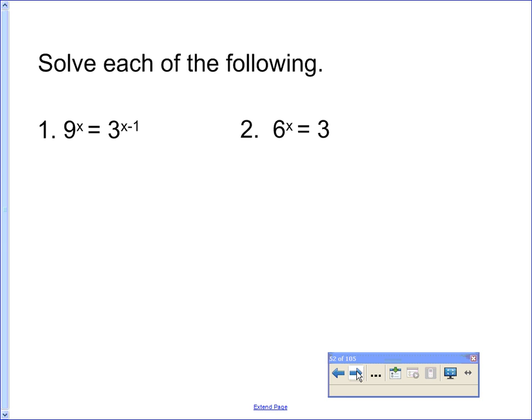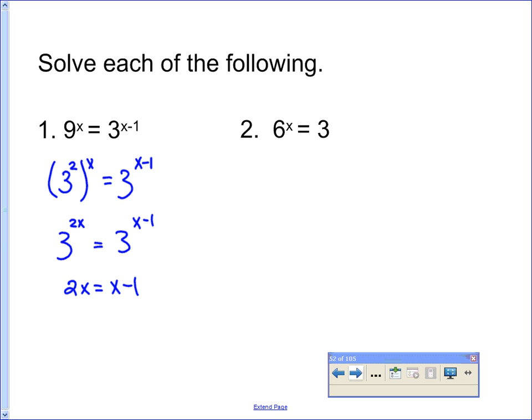So in the first one, if you remember from the previous section, we want to try to get the same base. And we know that 9 is 3 squared, raised to the x, and 3 to the x minus 1. And so we know that is 3 to the 2x, and this stays the same. So from here we can say, since we have the same base, that 2x is equal to x minus 1. And when we solve that, we find out that x is equal to negative 1.